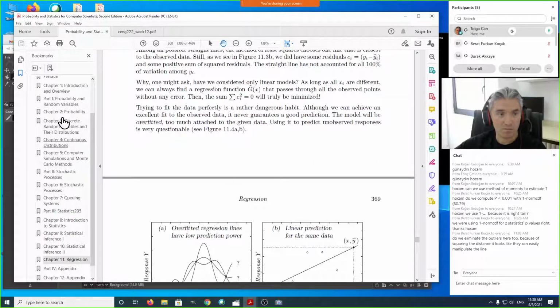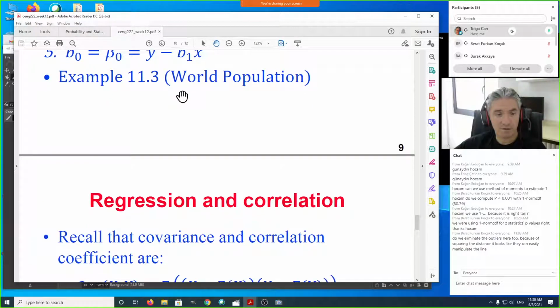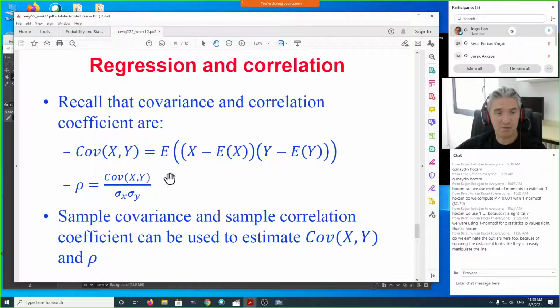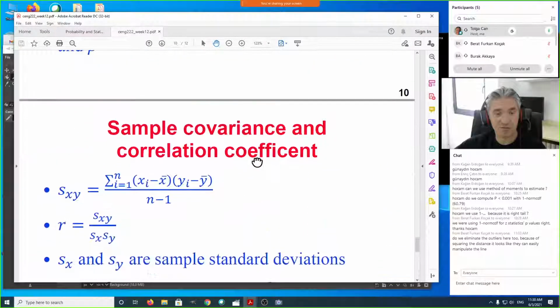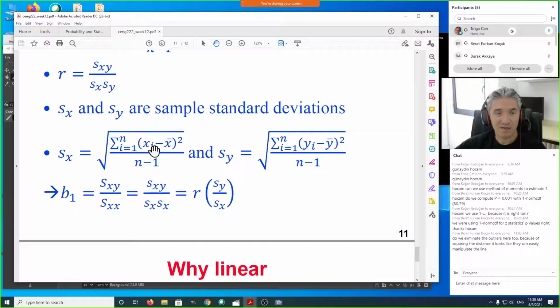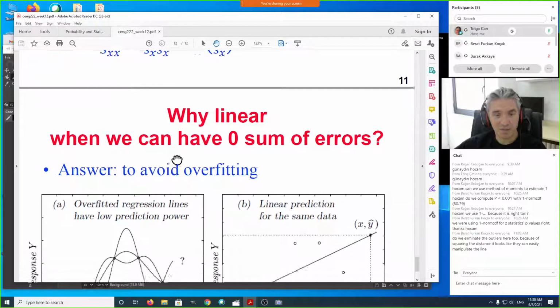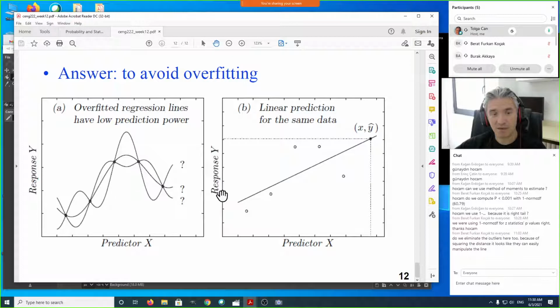Okay, so here is how covariance, regression, and correlation are related. This is the same discussion as in the book: in order to not overfit data, a linear model is a good generalized model that does not overfit data. That's why we may first try a linear model on our data when we try to do regression. Okay, so this also concludes chapter 11.